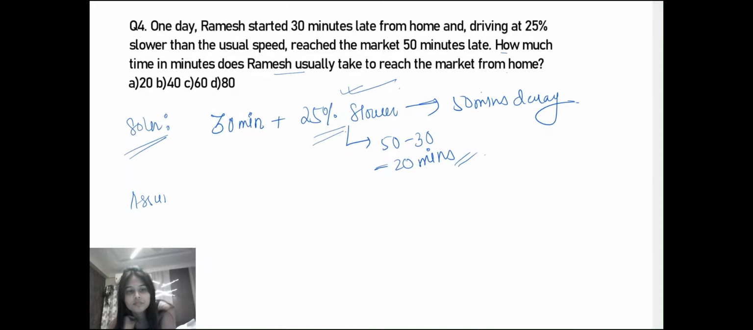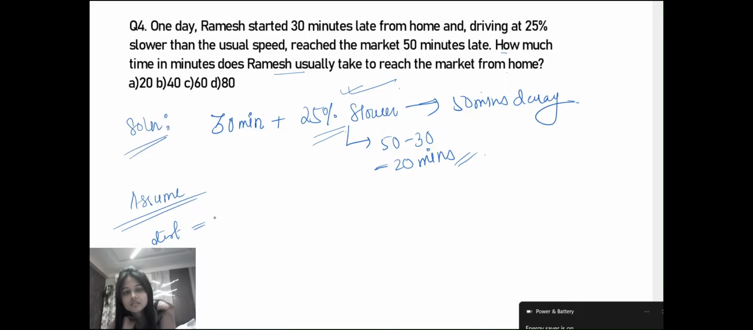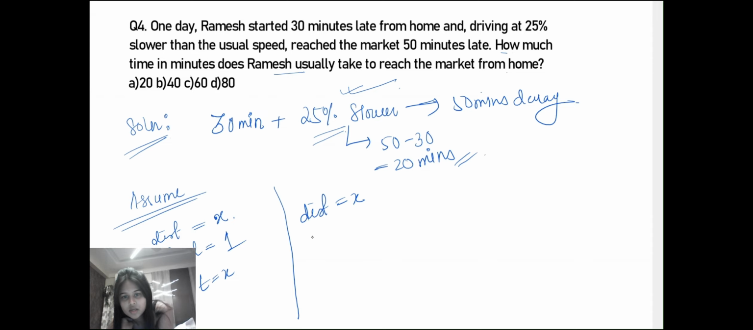Now let us assume that initially distance is x. Time we'll figure out, and speed is 1. Therefore time is x. Now assuming the case which is said here, that is distance is x, but this time the speed is 25% less.